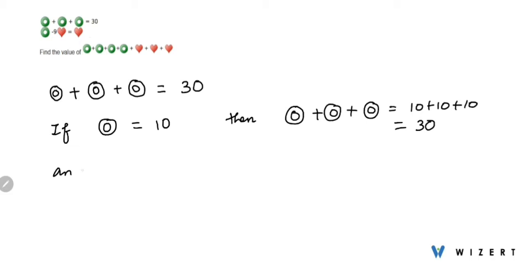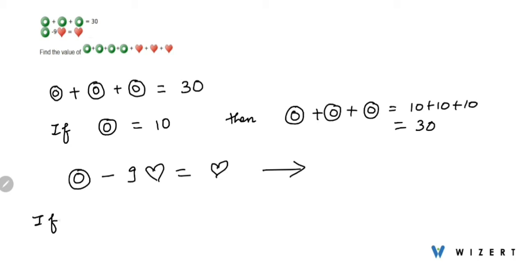Now, it is also given that this circular symbol minus 9 times this heart symbol is equal to heart symbol. So this is given. So what should be the heart symbol from here? We can find out with the help of the circular figure. We know that the circular figure is 10.